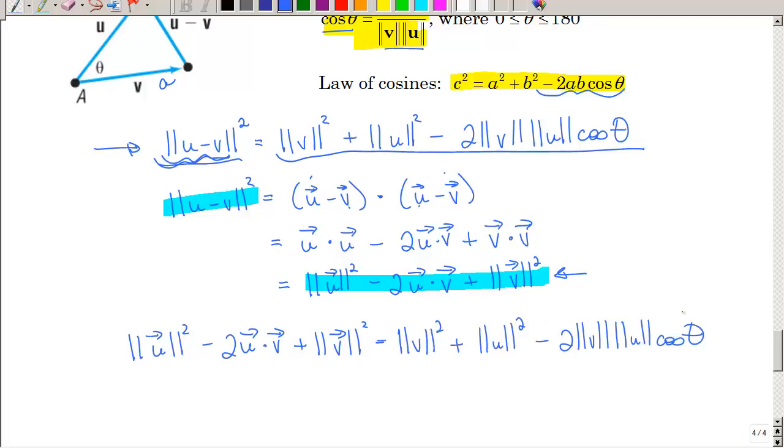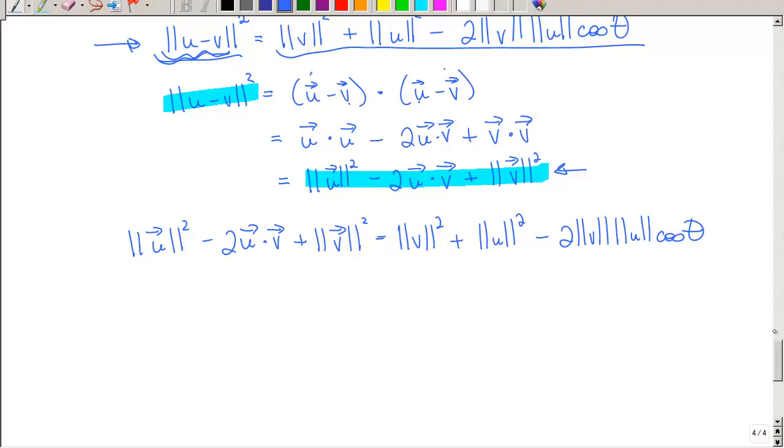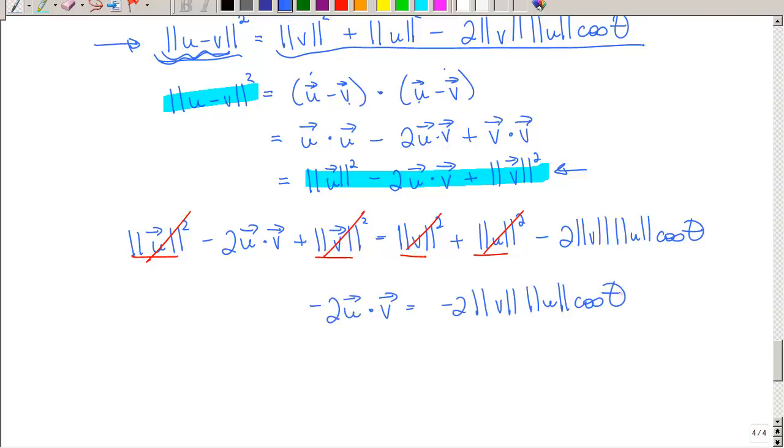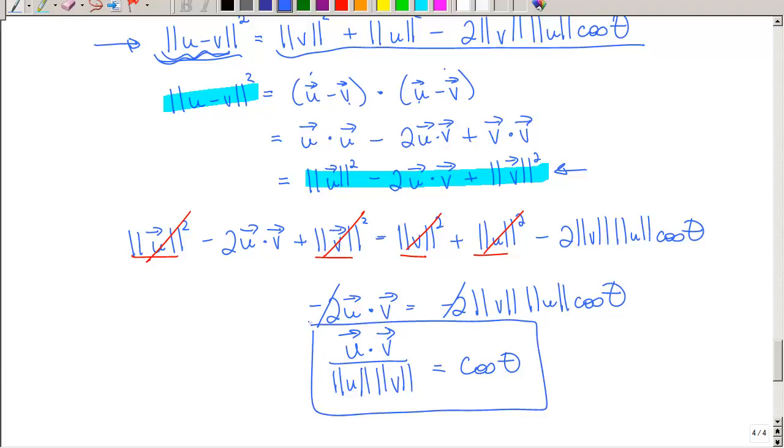Now let's look at some algebra. Can we start collecting like terms? I think so. I have this and this on both sides, so if I subtract it, it's going to add to 0. Have this on both sides, same thing. So now what's left? They both have a negative 2, so I can divide by that. And look at that. There's that dot product. So I could solve for the cosine of theta and say, yes, indeed, it is the dot product of u and v divided by their respective magnitudes. And that is where that formula comes from.